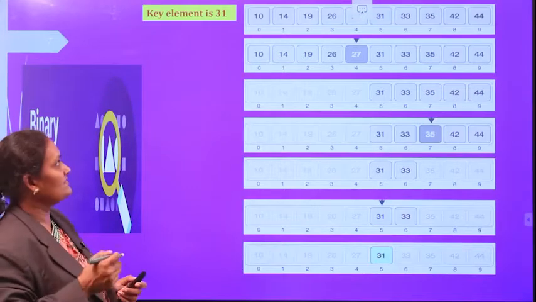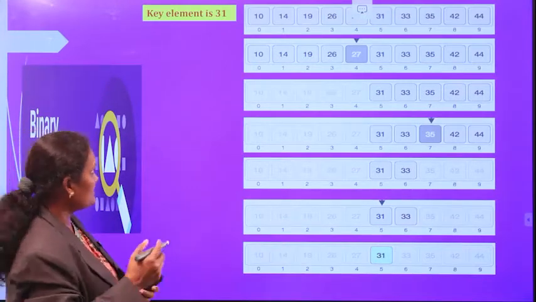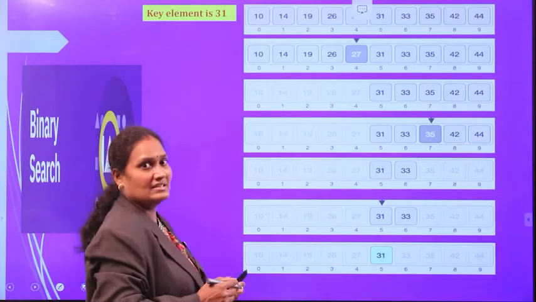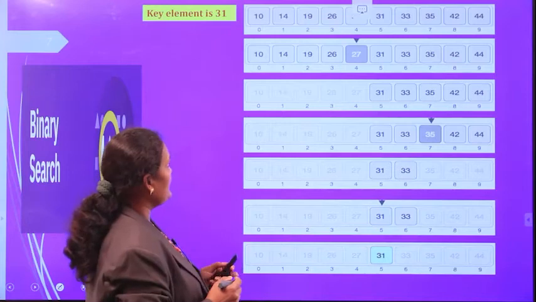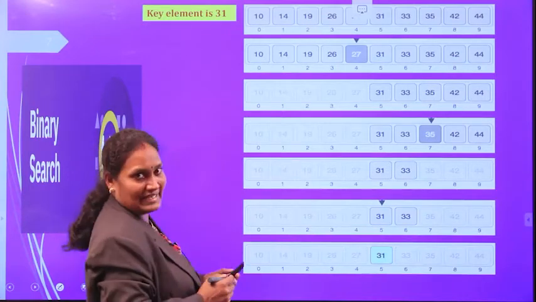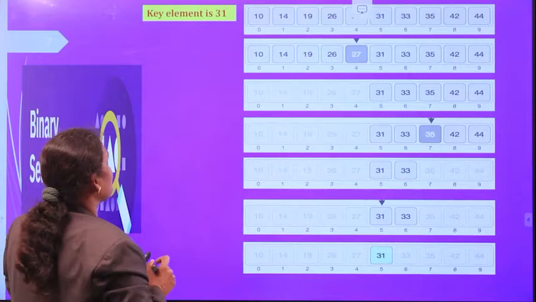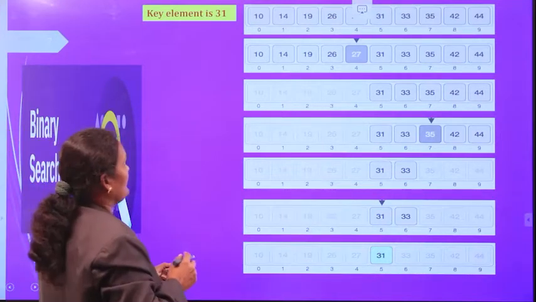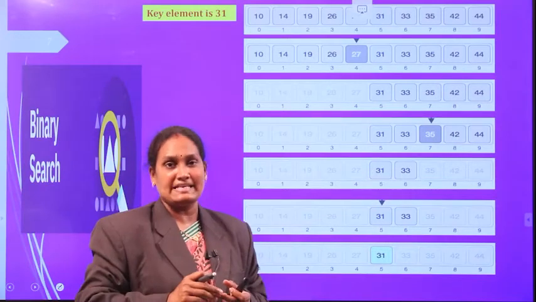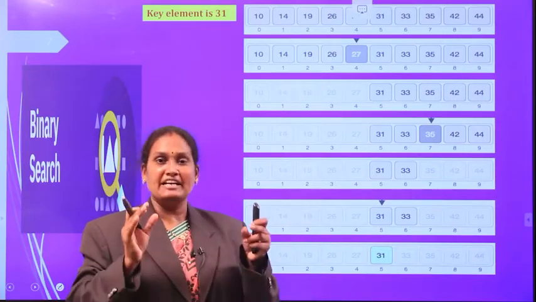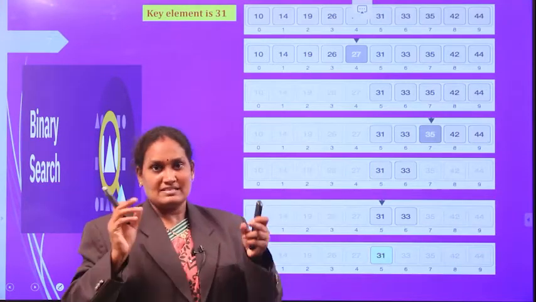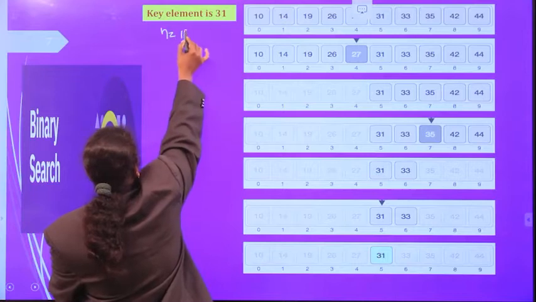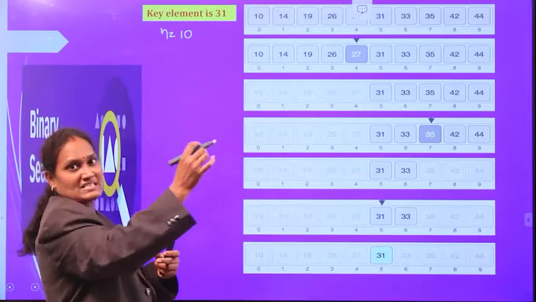Now, how to solve this binary search problem? For solving it, here I have been given 10 elements. The index values of those 10 elements are from 0 to 9. Here the key element is 31. First, in the divide and conquer method, we need to divide the problem into subproblems. Here, what is the size of n? Here n is equal to 10, that is, a total of 10 elements are given.